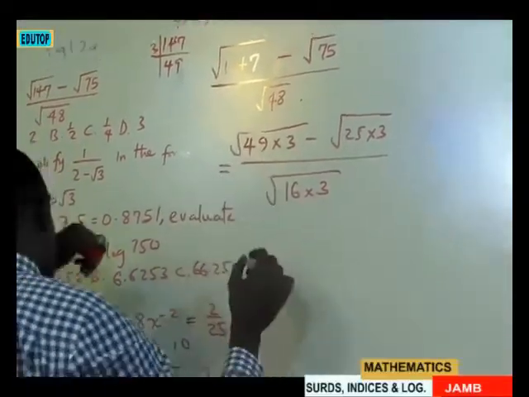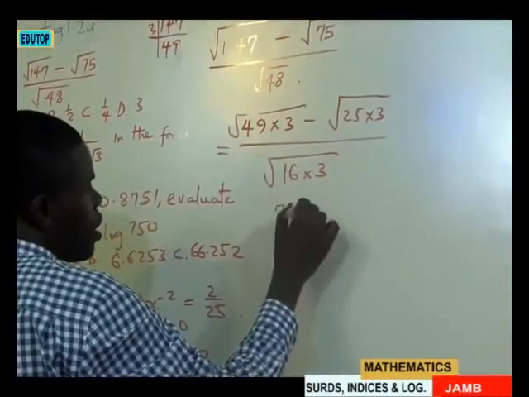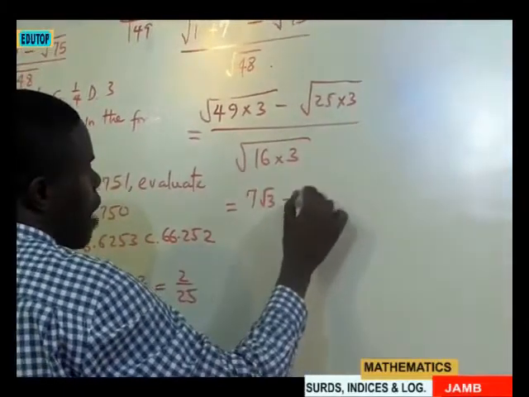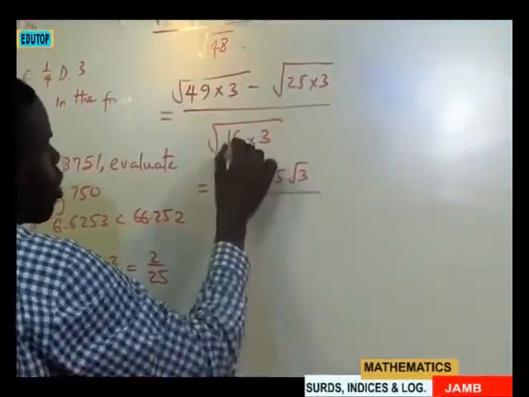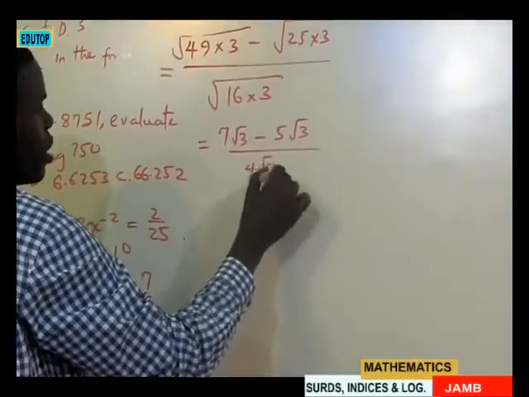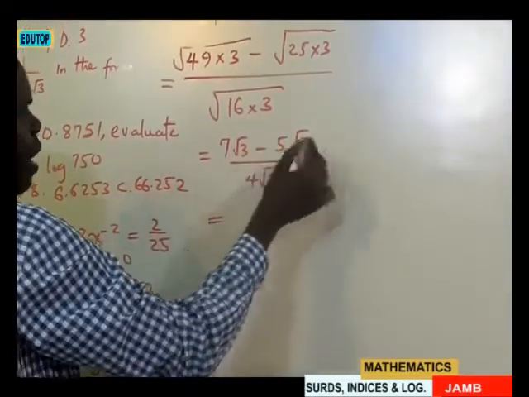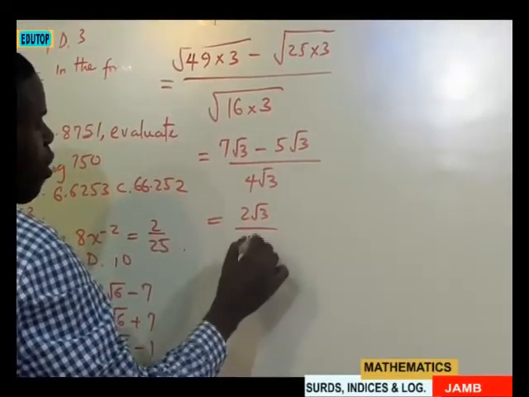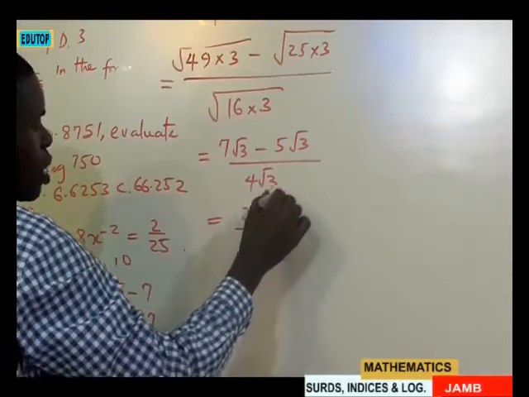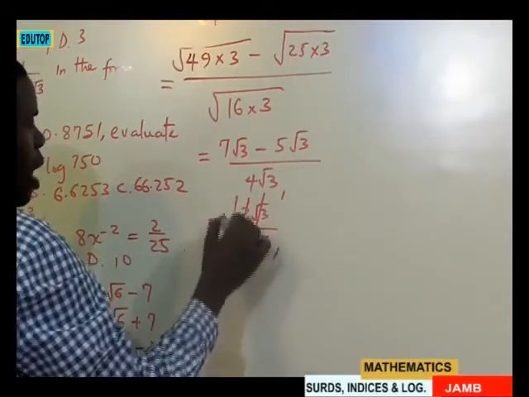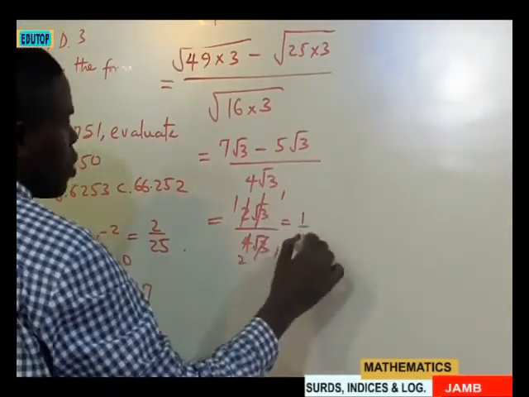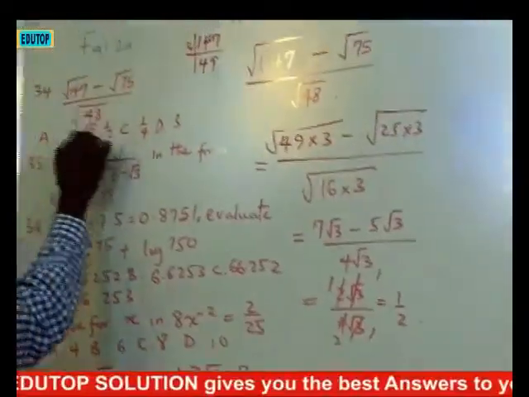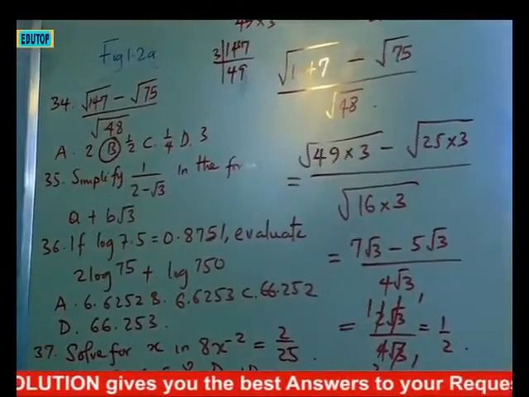Then what is the square root of 49? That's 7. So I have 7 root 3 minus, what's the square root of 25? 5 root 3, over, what's the square root of 16? 4 root 3. So I have 7 root 3 minus 5 root 3. Automatically that will be 2 root 3 over 4 root 3. Root 3 can cancel root 3. 2 here 1, 2 here 2. So I have 1 over 2. So I go to my options and pick the option that correlates to that, and that would definitely be option B for question 34.